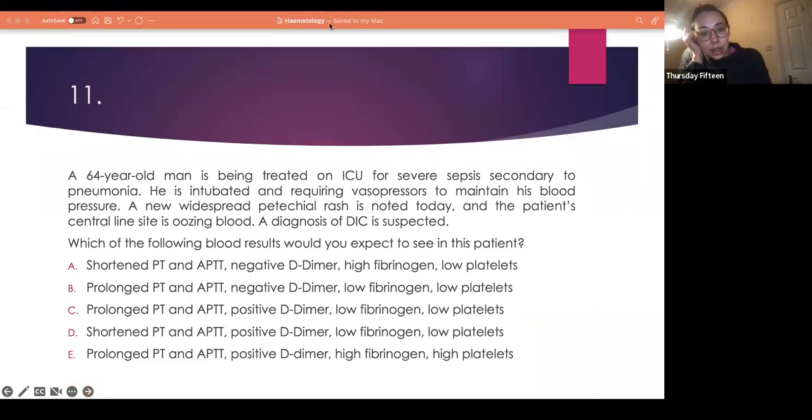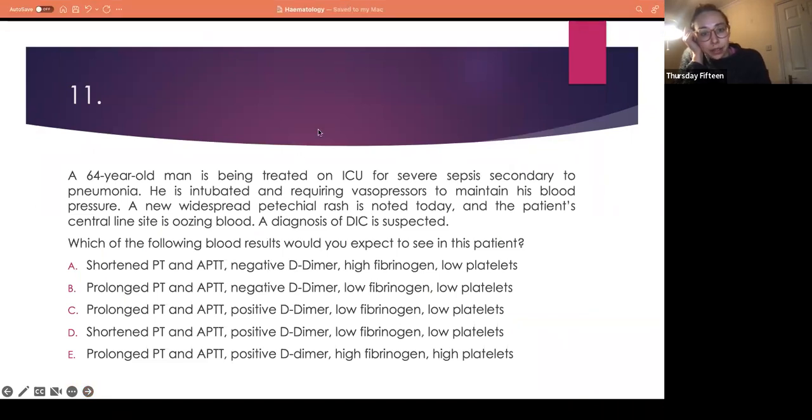Cool. Question 11. This question's all about the coagulation screen bloods. I don't know, I always found them so confusing. I think it's just the clotting cascade that throws people off, but this patient's 64, treated for severe sepsis, has now got a petechial rash and is oozing blood from his central line. So we think you've got DIC. What kind of blood results on his clotting screen would you expect to see?